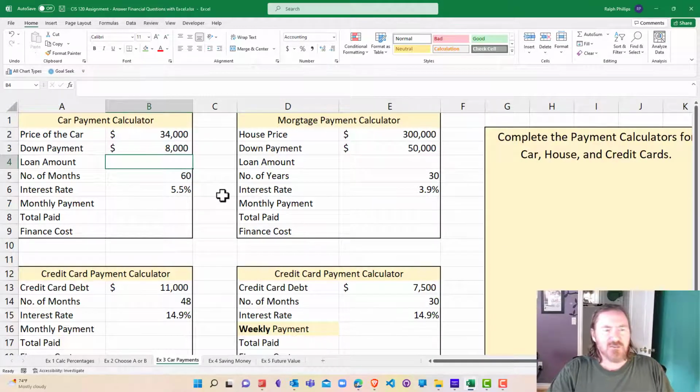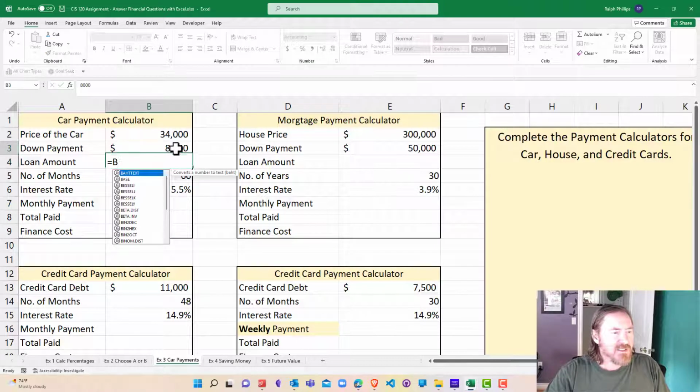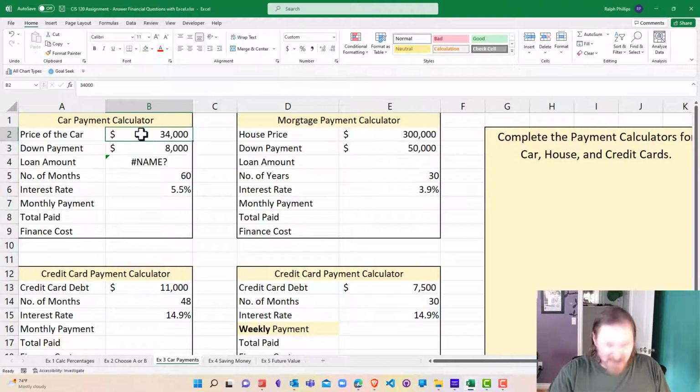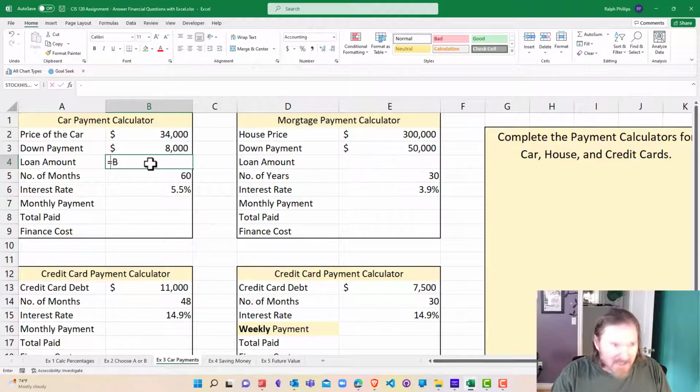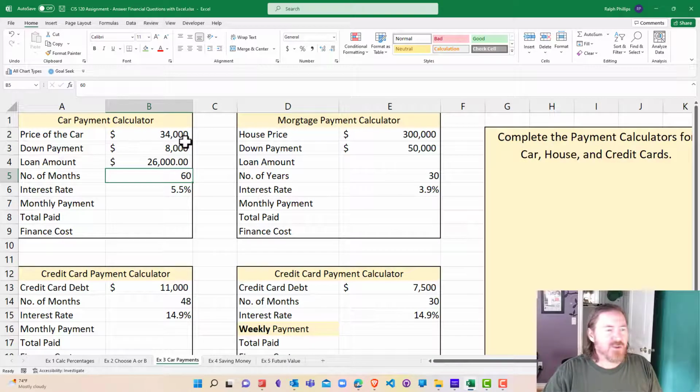But let's see. So for my car payment calculator loan amounts, I'm gonna write equals the price of the car minus, oops, I already screwed up. Let's try this again. Equals, oh, I'm pressing the minus sign, equals the price of the car minus the down payment. So the car costs $34K, we're gonna put $8K down, we're gonna borrow $26,000, basically financing the rest of that car price. Okay, 60 months, 5.5% interest rate.